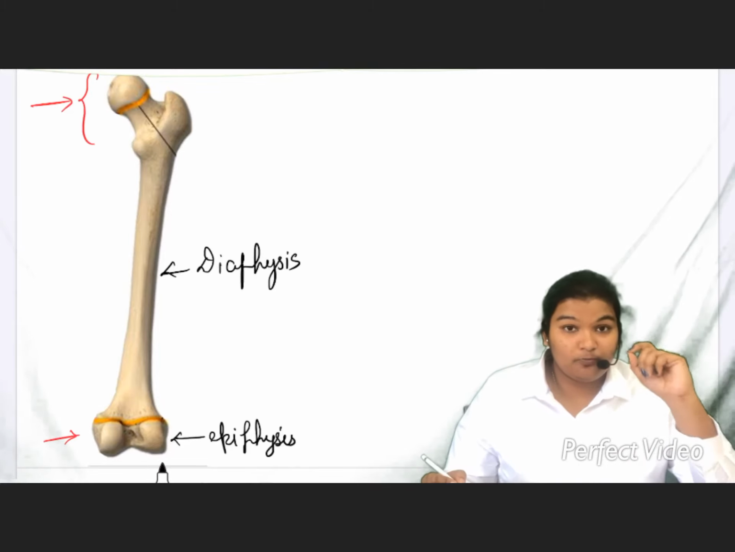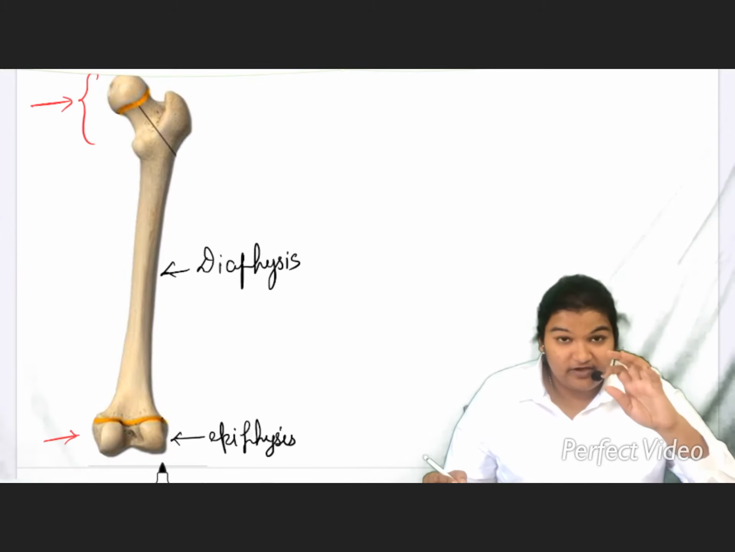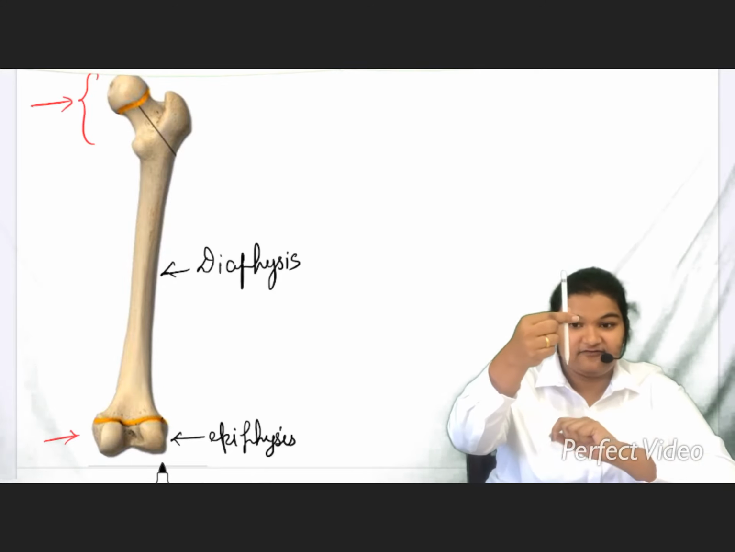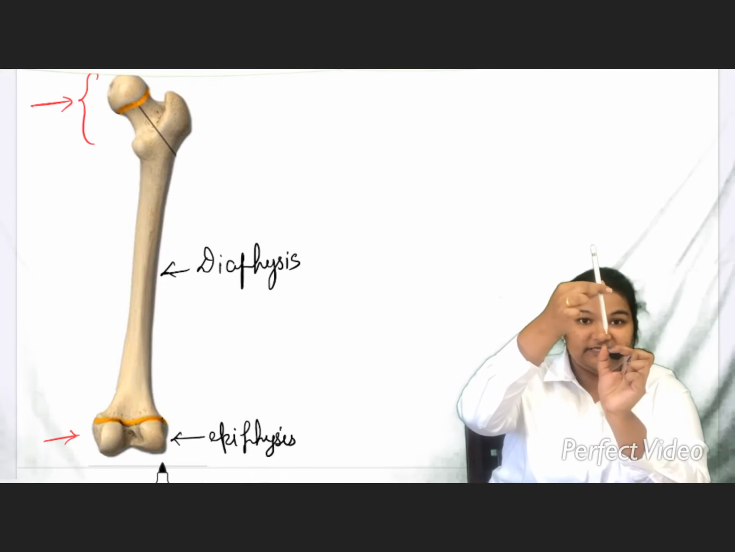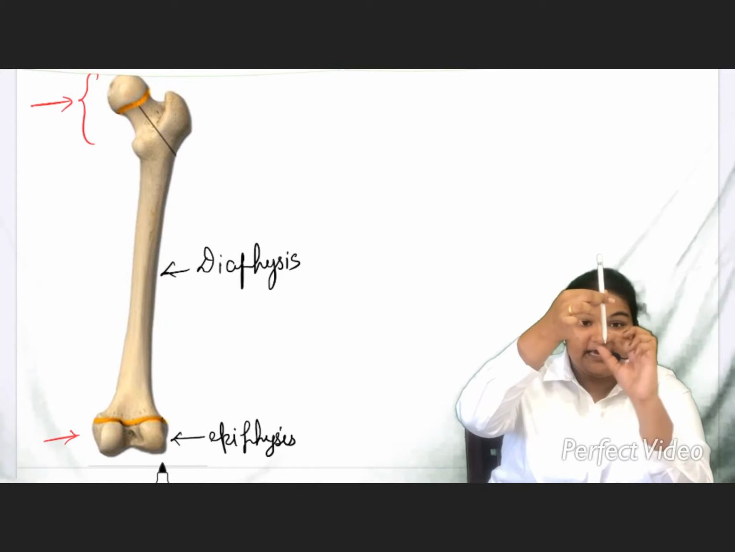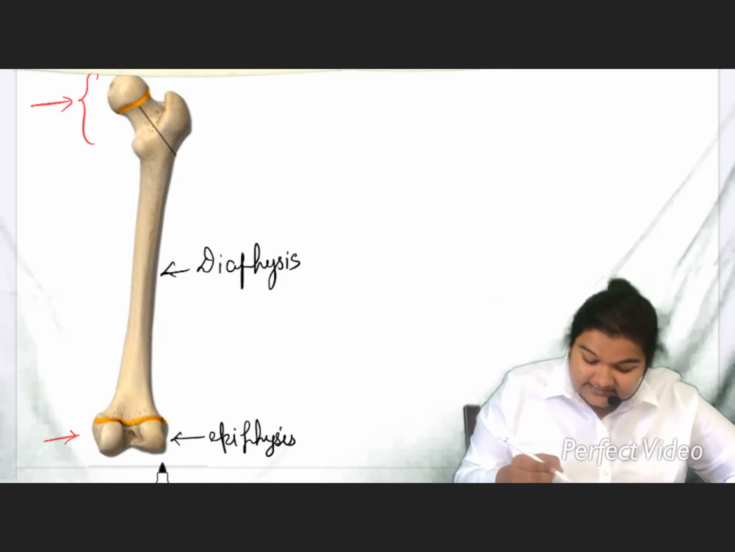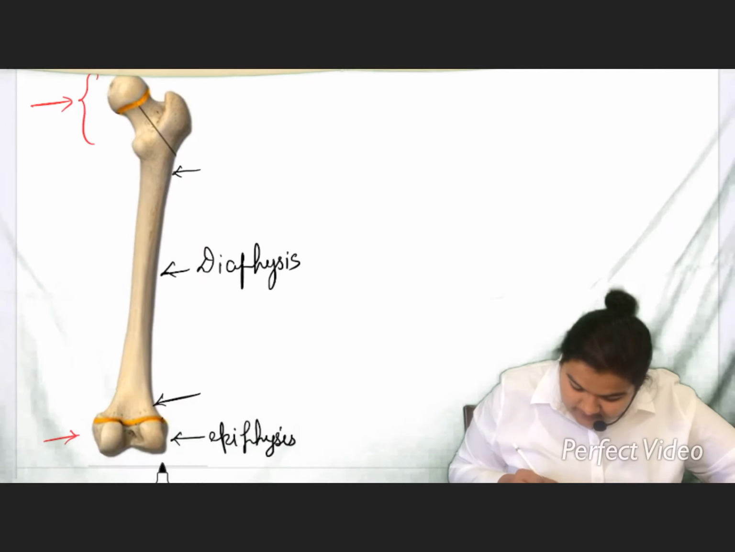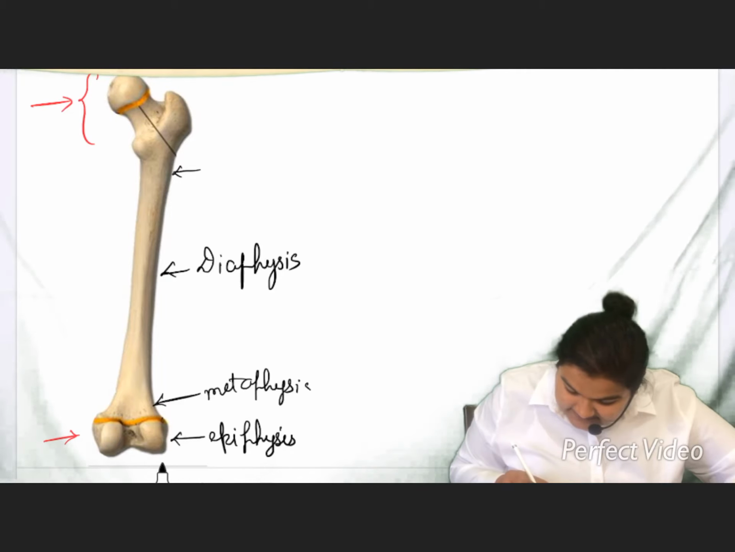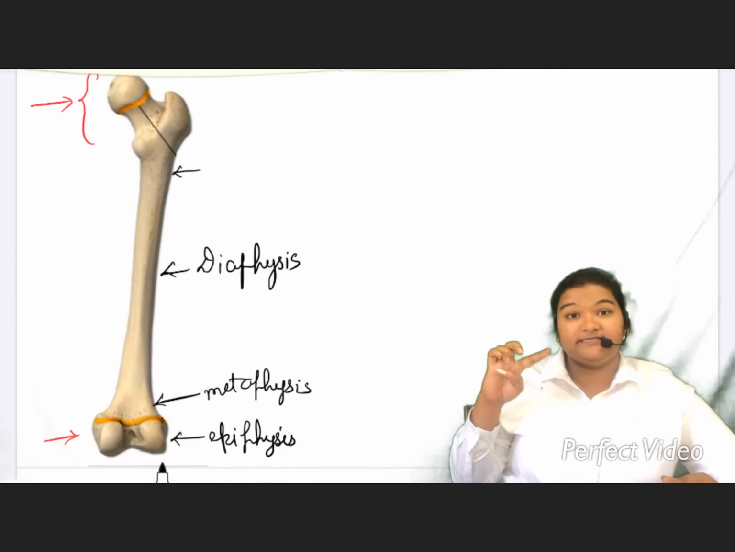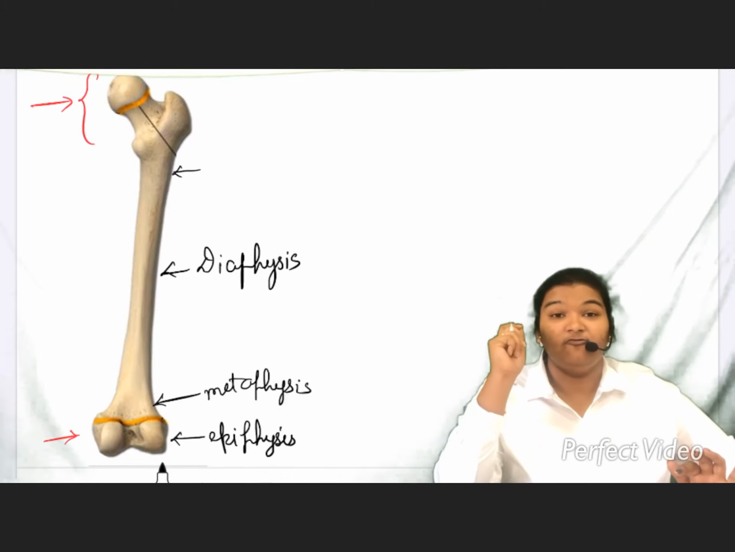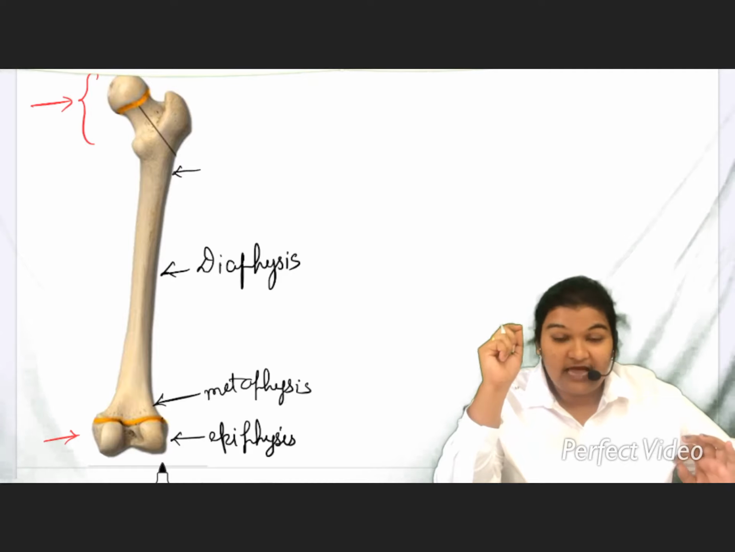There is a small portion where the diaphysis meets the epiphysis. Taking this as the diaphysis and this as the epiphysis, the part where the diaphysis meets the epiphysis we call metaphysis. We will write it down over here. Metaphysis.